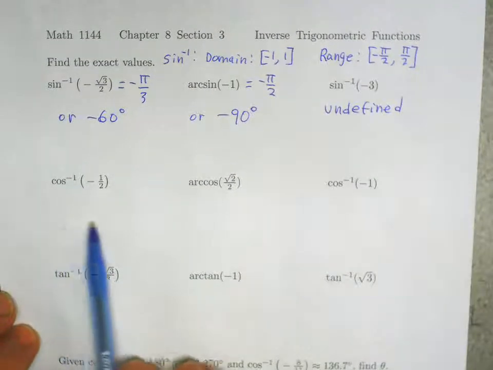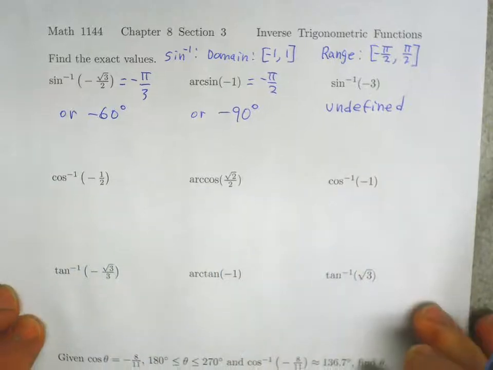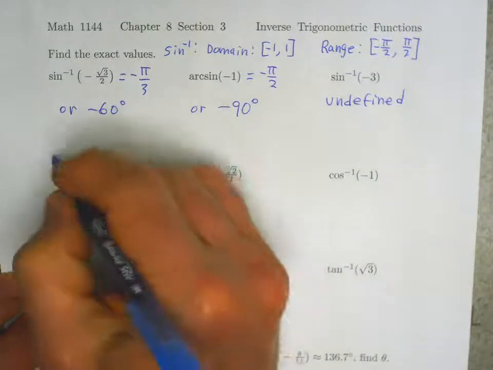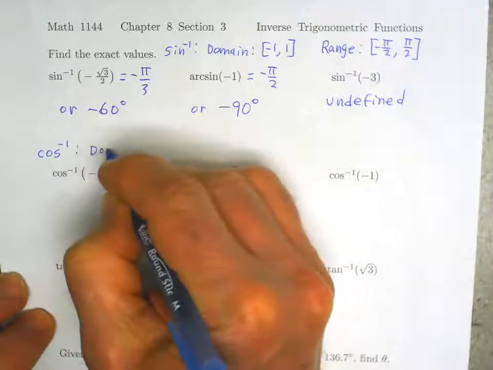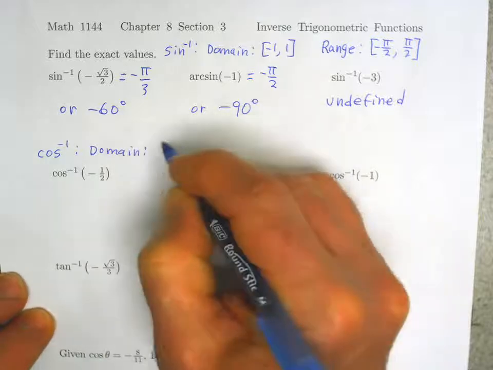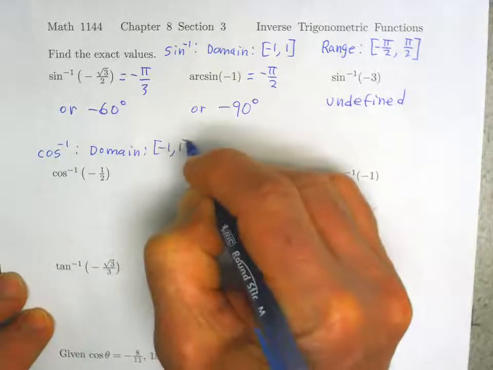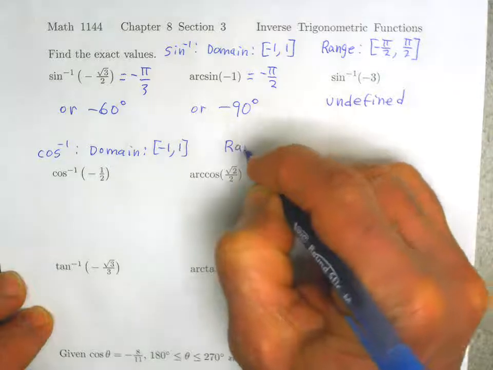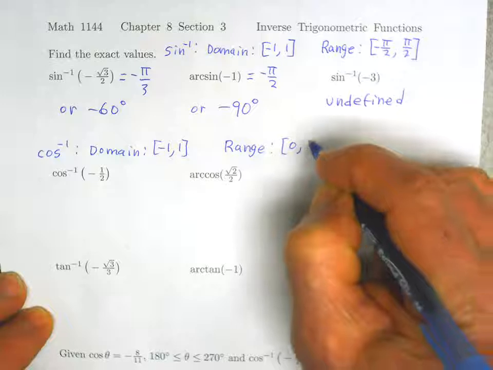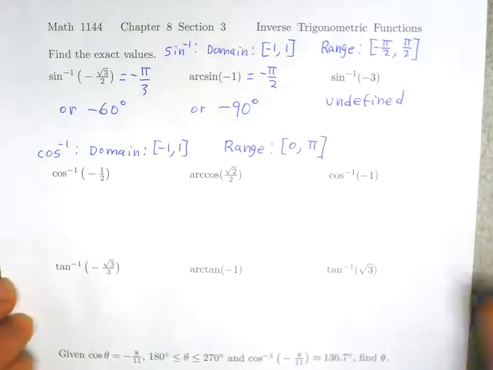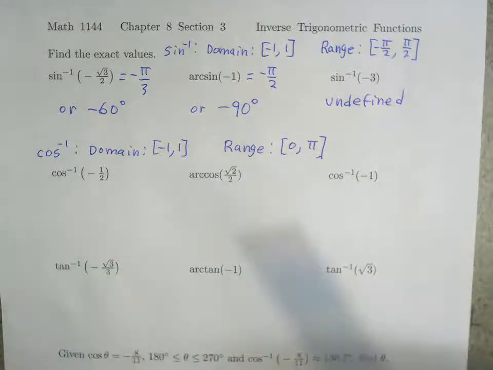Okay, now let's look at some inverse cosines. For inverse cosine, the domain is also from -1 to 1, but the range of inverse cosine is from 0 to pi. It's on that interval that the cosine function is 1 to 1, so its inverse has a range from 0 to pi.